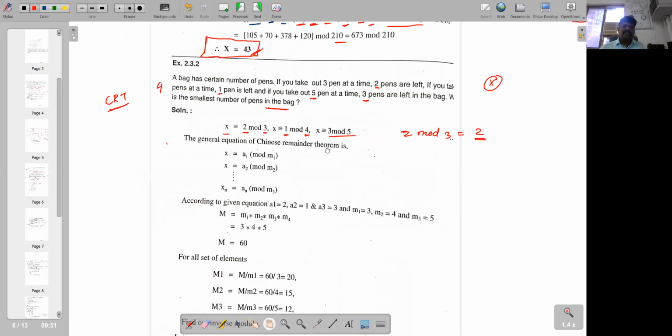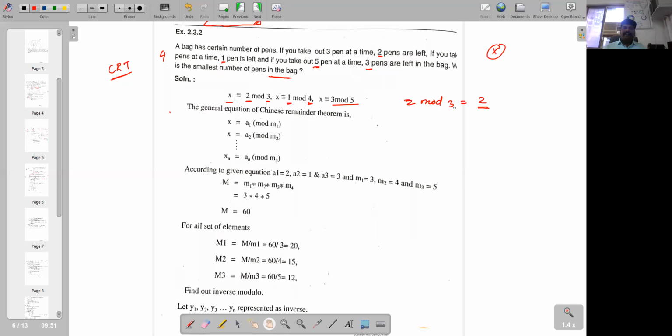Okay, from the equations, we assume that the A1 value is equal to 2, A2 value is equal to 1, and A3 value is equal to 3. And for M1, the first equation remainder, 3. For M2, the second equation remainder, 4. For M3, the third equation remainder, 5. We need to find the common capital M, which is the multiplication of M1, M2, M3. So there is no M4. It has only 3 equations; it was given mistakenly.